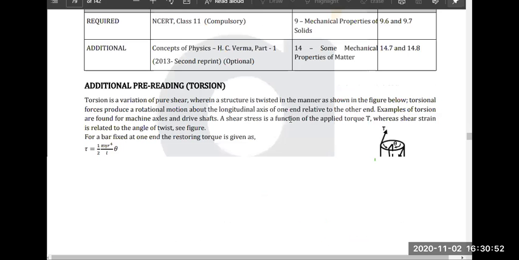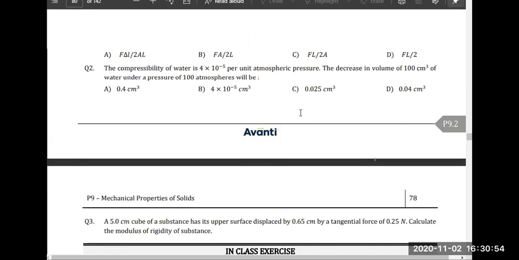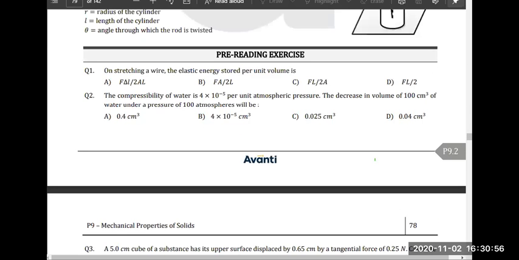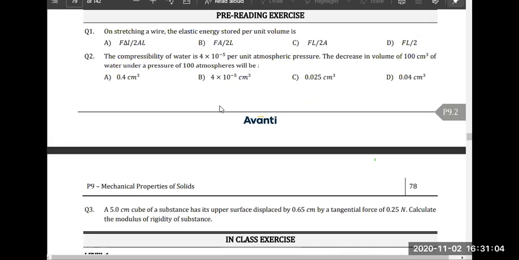Now 9.2, pre-reading. Very good, Abhiram. You guys have to do level 3. It's not optional for you guys. It's for NEET students and those who are not solving very difficult problems for now.